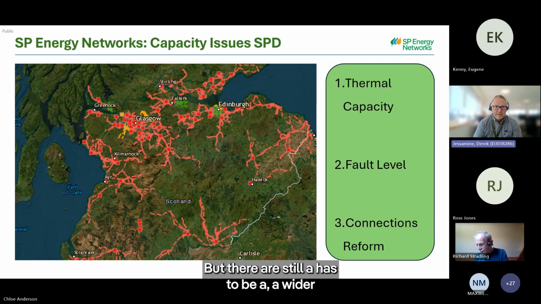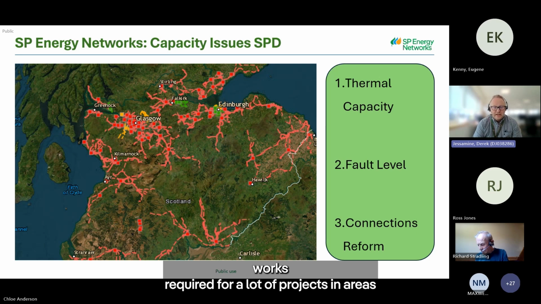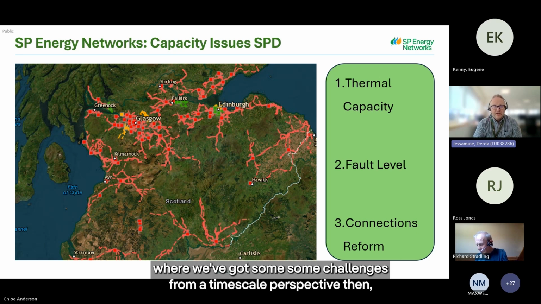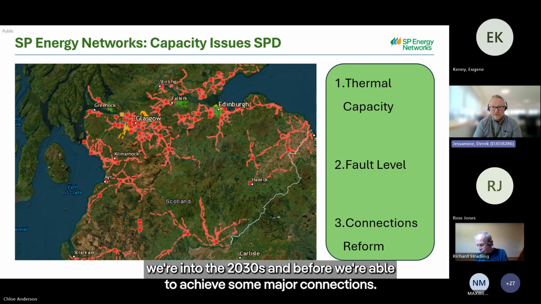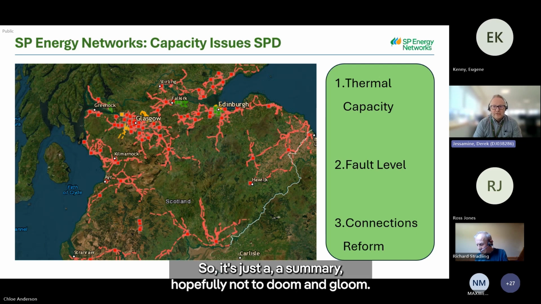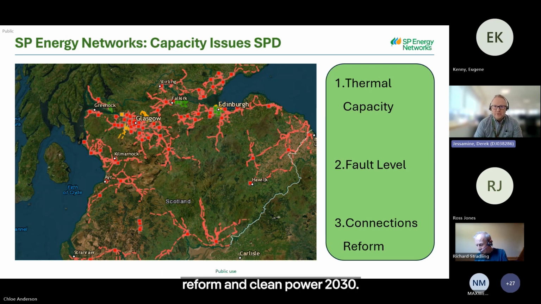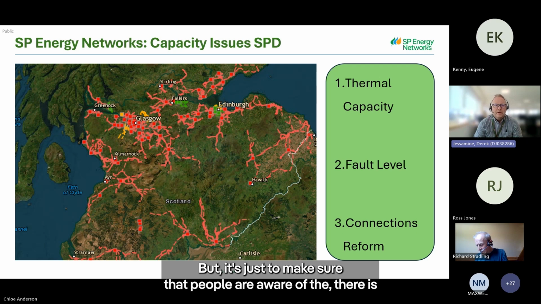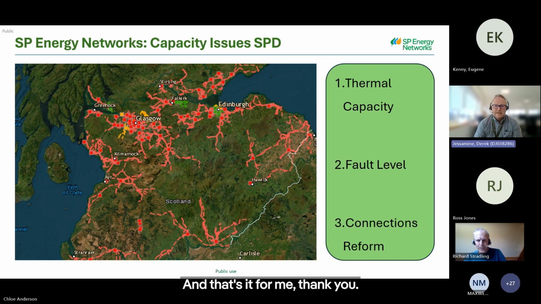But there still has to be a wider acknowledgement that we are at the stage now where there's significant transmission works required for a lot of projects, in areas where we've got some challenges from a timescale perspective, where we're into the 2030s before we're able to achieve some major connections. So that was just a summary. Hopefully not too doom and gloom. There is light at the end of the tunnel with connections reform and Clean Power 2030, but it's just to make sure that people are aware there are some significant timelines associated with some major works nowadays. And that's it from me. Thank you.